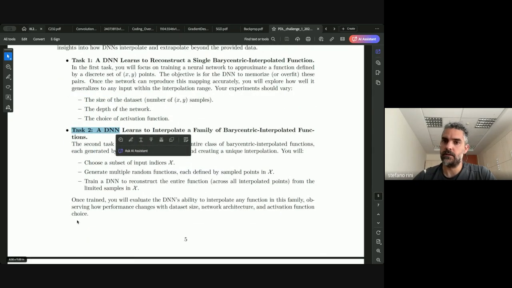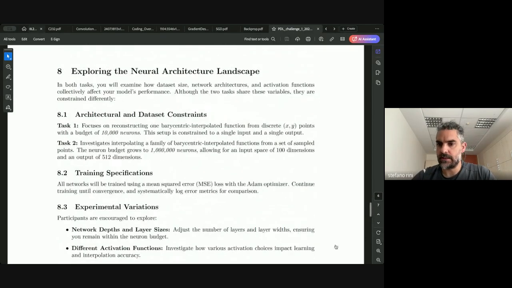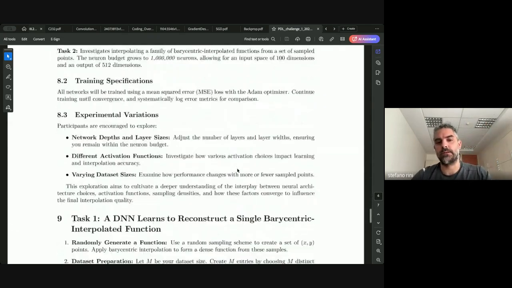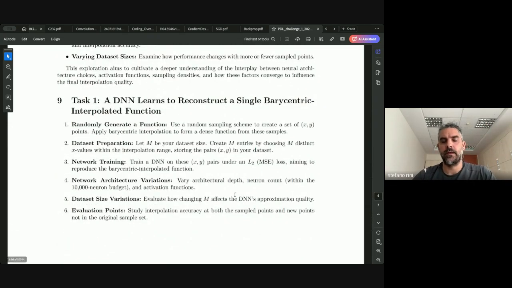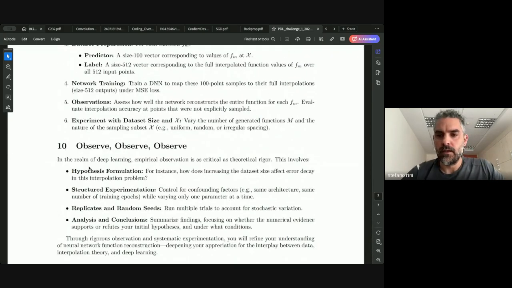Is this clear? Good, yeah, it is clear. Task one is a one input, one output network. Task two, n inputs, m outputs. Okay. And then, of course, we play around with the total number of neurons, with the depth, and so on and so on. And also the size of the data set, and the type of activation function. Okay?